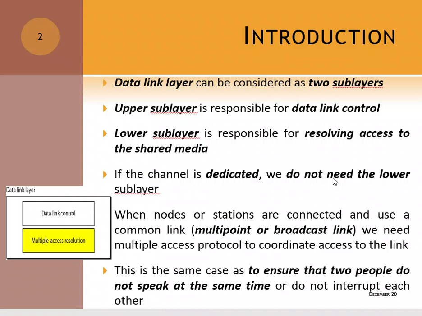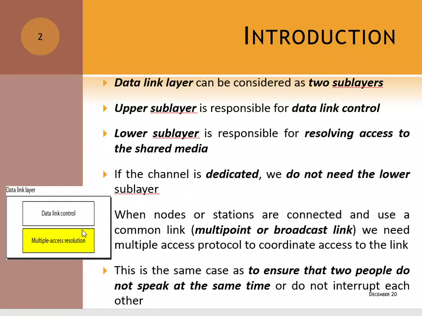Jadi kalau satu link tu dikongsi lebih daripada 2 device, ataupun kita panggil broadcast link, kita memerlukan lower sublayer. So the lower sublayer is for multiple access resolution. Ni adalah data link layer yang boleh lagi dipecahkan kepada 2 lapisan, lower dengan upper sublayer.